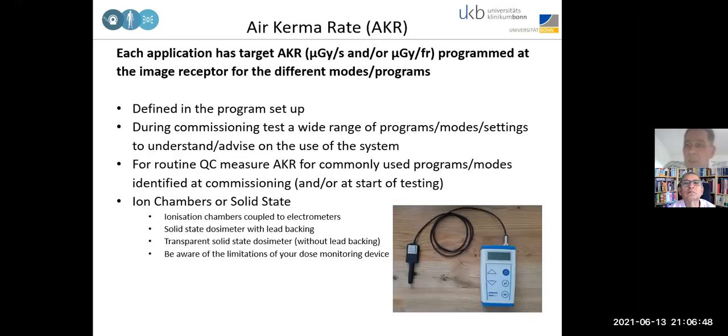Now we come to the air kerma rate. This is usually microgray per second or microgray per frame. This is usually programmed, so it is in the program settings already. Look at the most reasonable frame frequencies you use. You usually have a very wide range of modes and settings, and you have to figure out which ones you would like to use. For routine QC, measure the air kerma for the common ones, not for any fancy things.